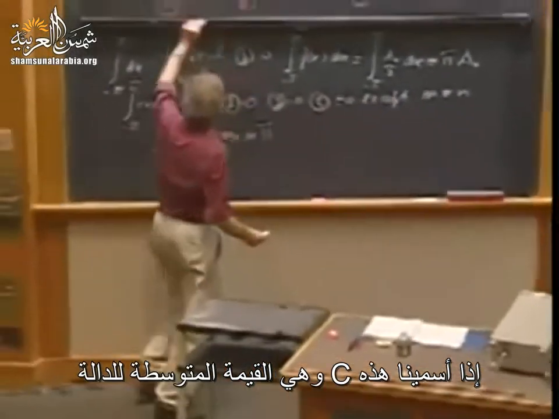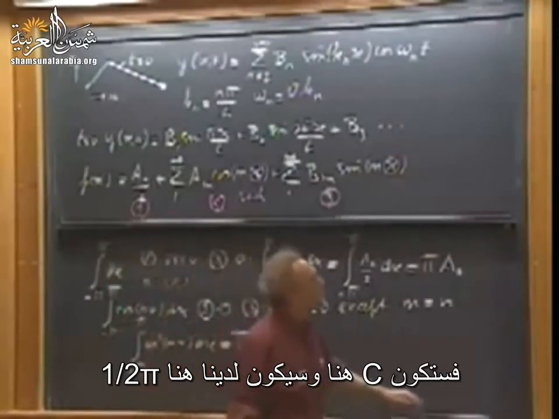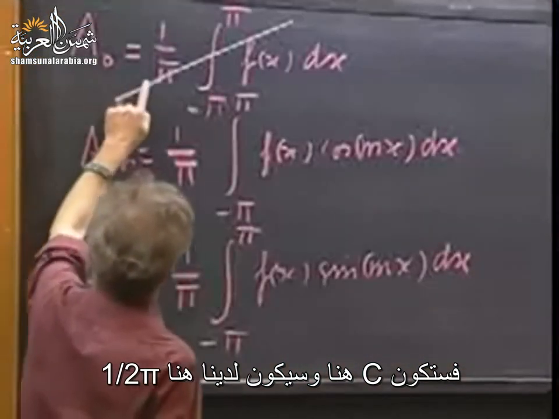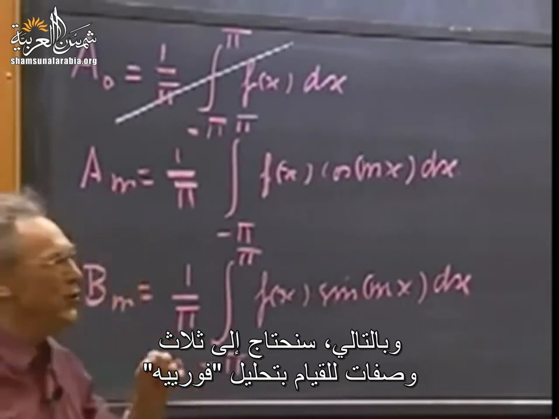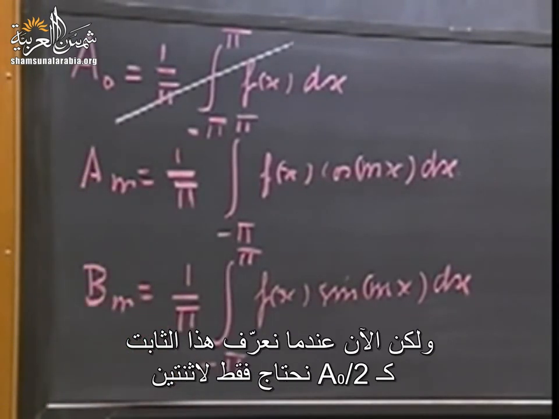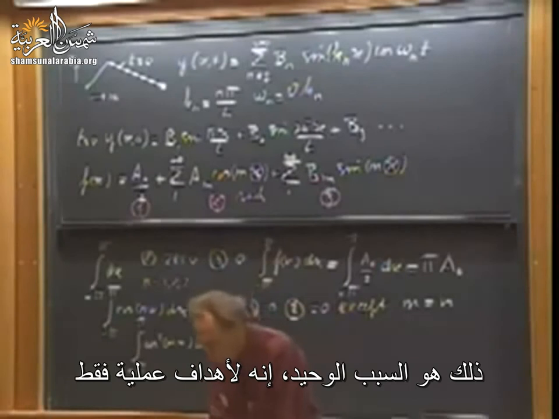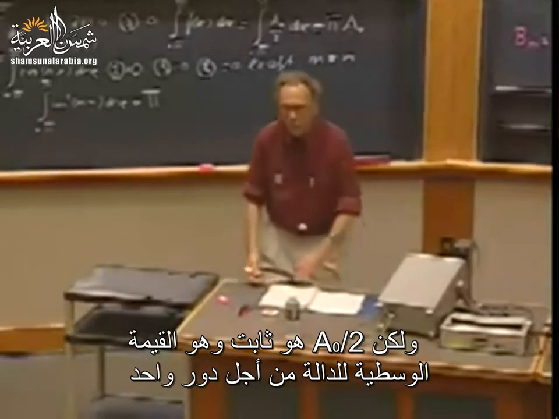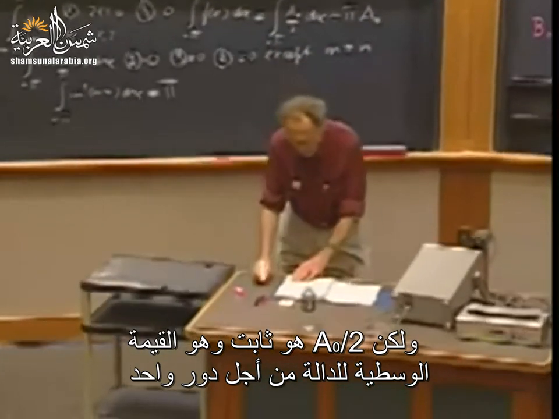If you had called this c, which is the average value of the function, then you would need this c here, and you would have here 1 over 2 pi, and therefore you need 3 recipes to do Fourier analysis, whereas now, if we define this constant as a0 over 2, you only need 2. So that's the only reason. It's just for practical purposes. But a0 over 2 is a constant, and it is the average value of the function over the period.